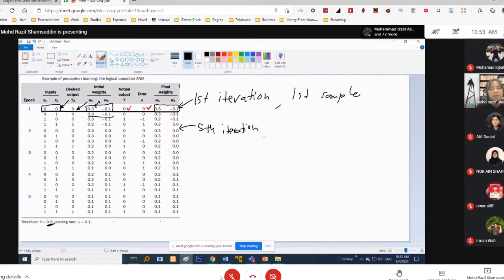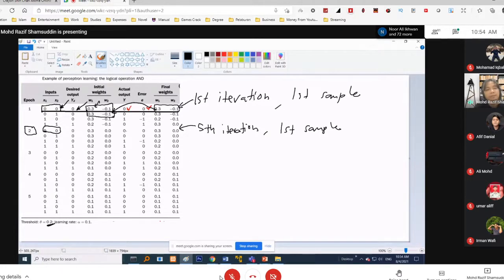So the fifth iteration, it goes back to the first sample. Dia patah balik. Looping dia bermula kepada sampel yang pertama semula. Dan a new epoch increases. So sebelum ni 4 iteration, 1 epoch. Selepas tu, whatever that is calculated as the final weight will be brought to the initial weight on the next iteration. Sebab ada yang confused, mana datang initial weight untuk iteration yang kedua.